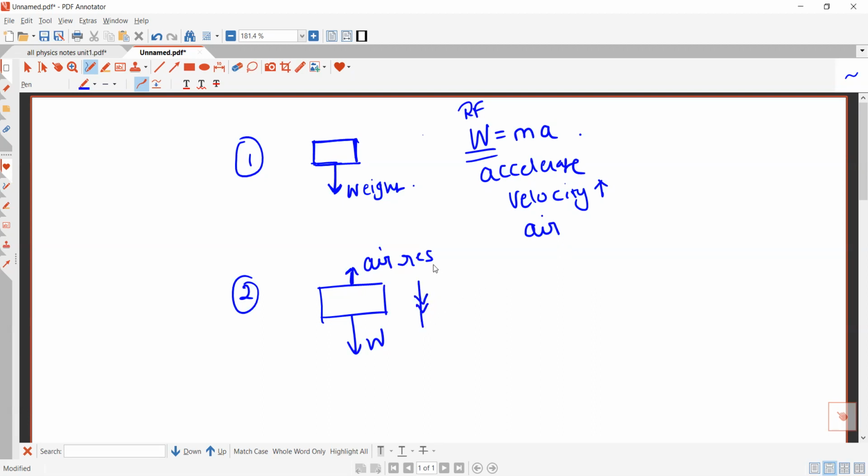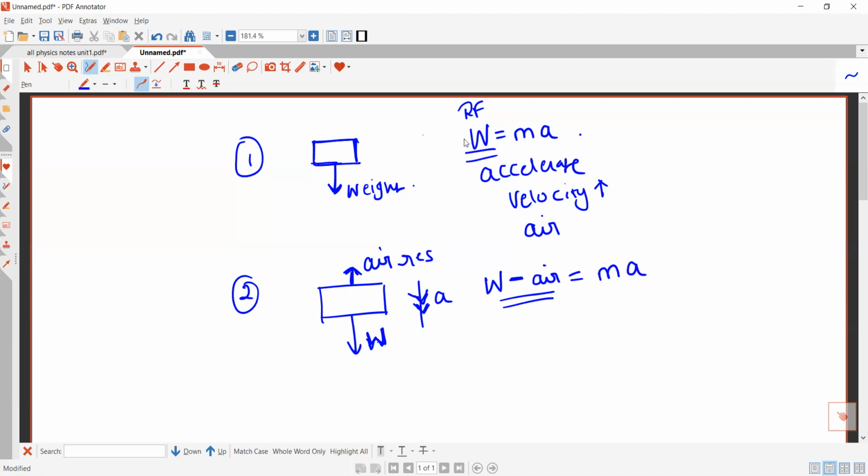If you guys see my video regarding resolving forces, you will notice whichever side the acceleration is, that side we take positive. So in this case, your weight will be positive, and whichever side is opposite to the direction of acceleration, here acceleration is downwards, it's falling downward, so air resistance is negative. Can you see? That is the resultant force, and resultant force is M into A.